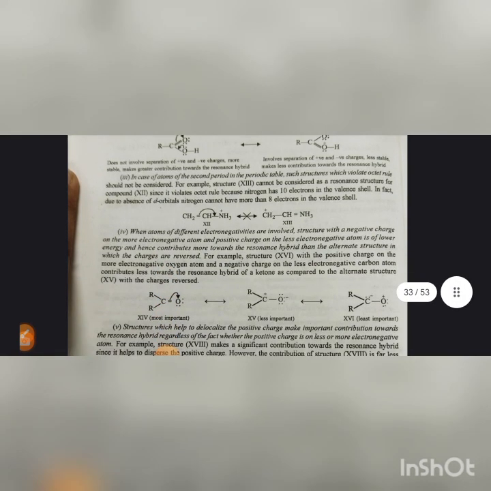Second, structures which involve separation of positive and negative charges are of higher energy and hence contribute less towards the resonance hybrid than those which do not involve any separation of the charges. Third, in case of atoms of the second period in the periodic table, such structures which violate the octet rule should not be considered.